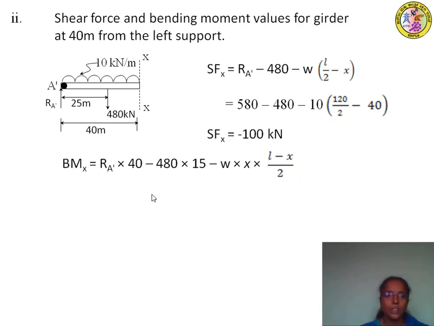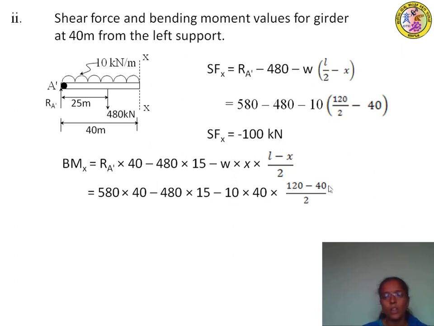So let us substitute the values now. 580 into 40 minus 480 into 15 minus intensity is 10 into X is 40 and L minus X by 2 is 120 minus 40 by 2. So if you simplify it, you will get bending moment at any section X as 0. So you may get some numerical values, but for this case it is 0.